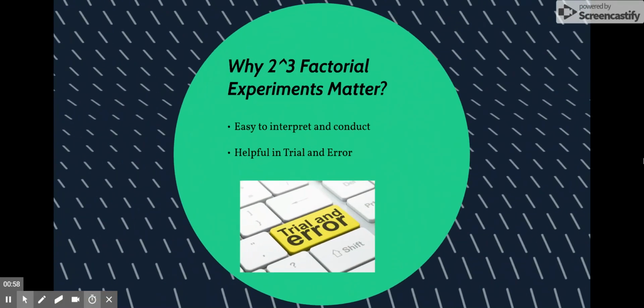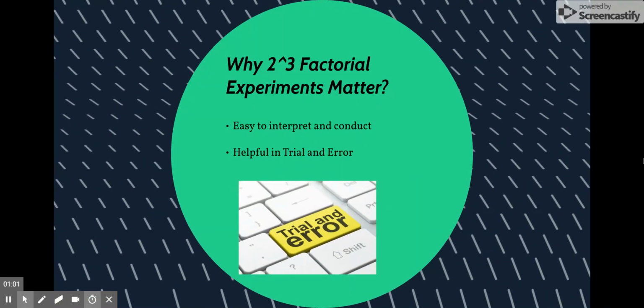So now, why do they matter? Basically, they are easy to interpret and conduct, and they're helpful in trial and error experiments. They can be applied to a broad spectrum of real-world problems, especially in the engineering profession, and they're good when you want to test certain models that you design in engineering. For example, prosthetics in biomedical engineering. You want to test which one works better, then you would use the 2 to the third factorial experiment.